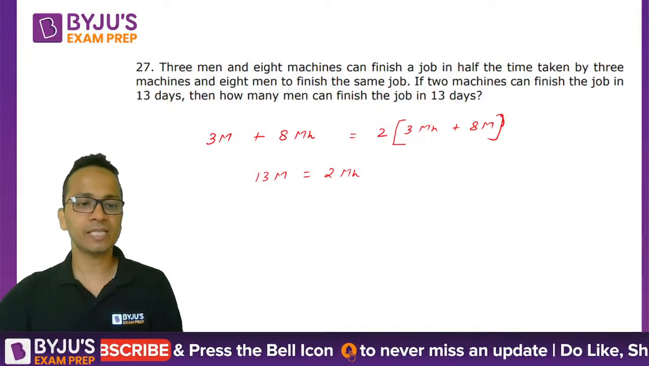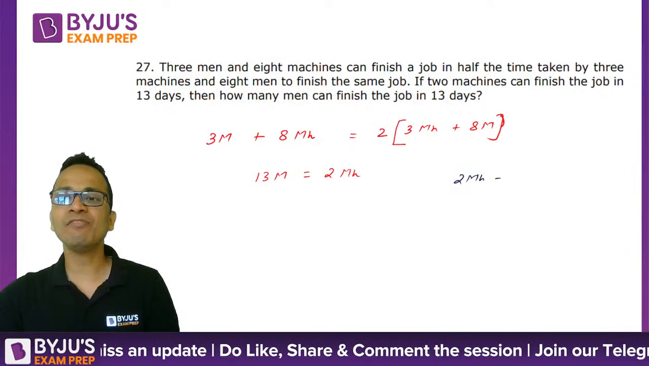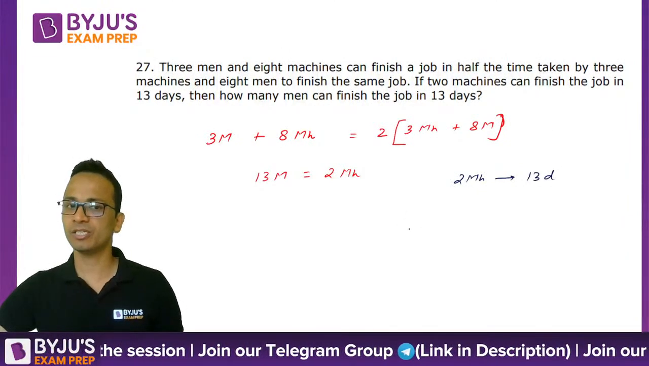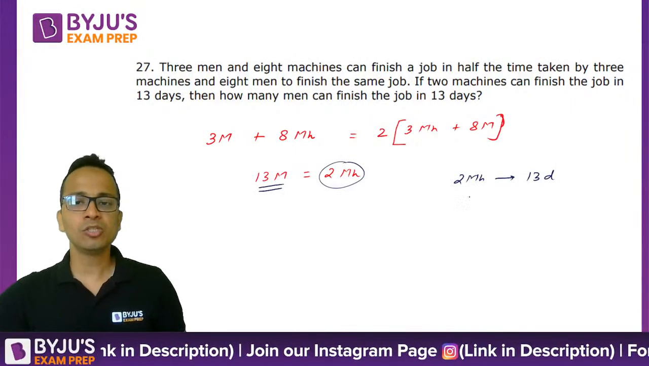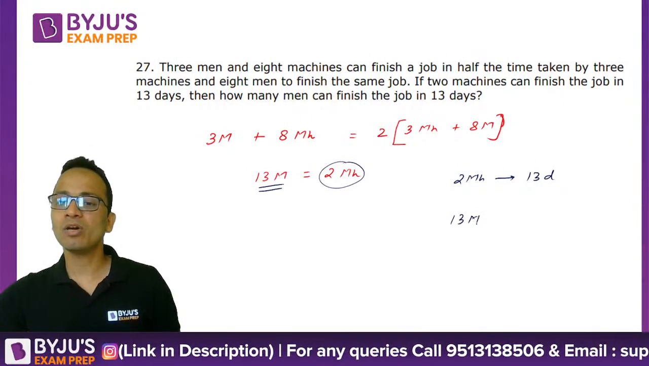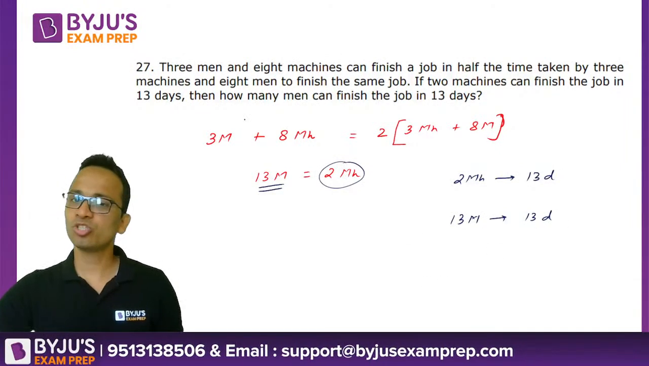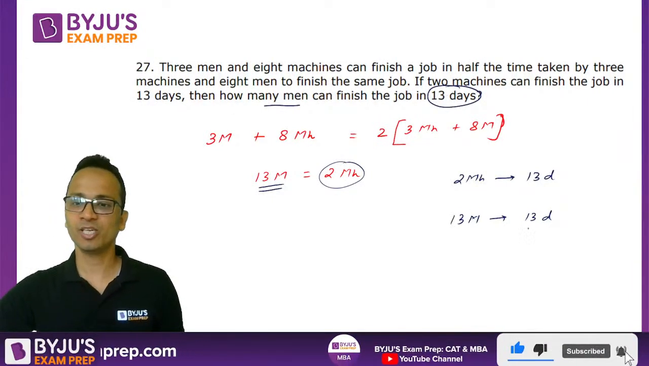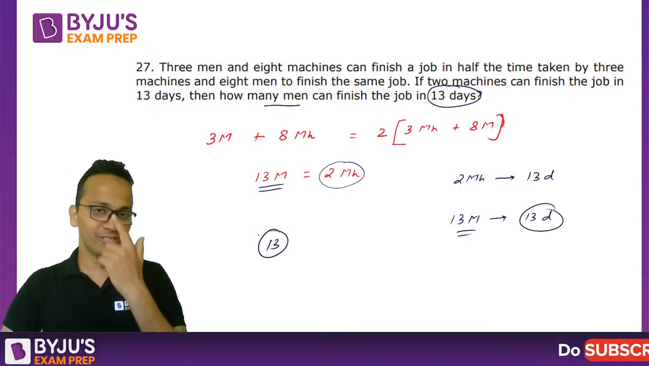So the question further says that if two machines can finish the job in 13 days, ये given है. 2 machines 13 days में काम finish कर देती है. Now I've already calculated that 2 machines are equivalent to 13 men. So I can say that if 2 machines can finish the work in 13 days, so 13 men can also finish the same piece of work in 13 days, right? So question में यही पूछा है. Then how many men can finish the job in 13 days? So 13 days में 13 men finish कर देंगे and the answer is 13. So the answer for this question is 13.